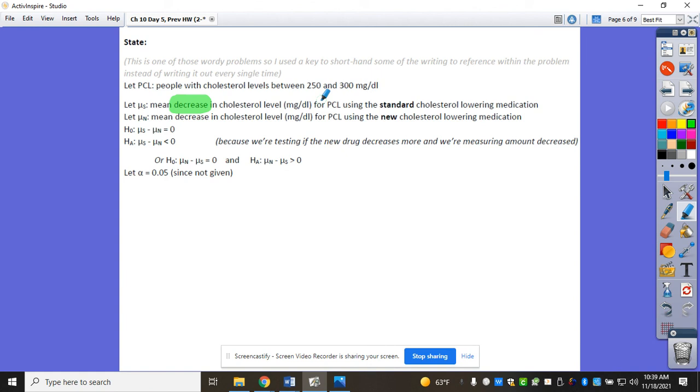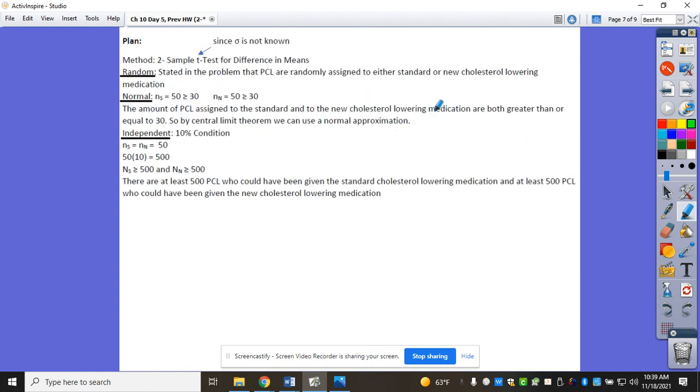If you did standard minus new, so mu s minus mu n, the way I defined it, you would have less than. If you did new minus standard, then you would have greater than. Because the wording says the new one is more effective, and if it's more effective, it's lowering it by more. So you've got to think that lowering is good. A higher lower means better. So you've kind of got to think through that one funny. And alpha 0.05 because it wasn't given.